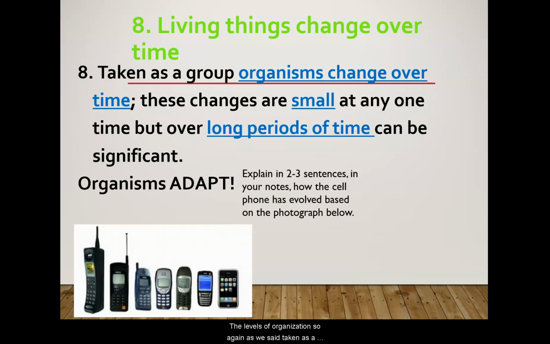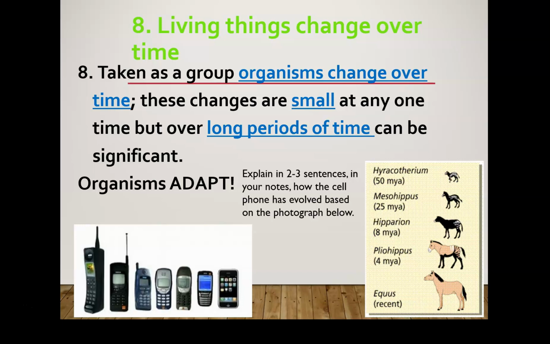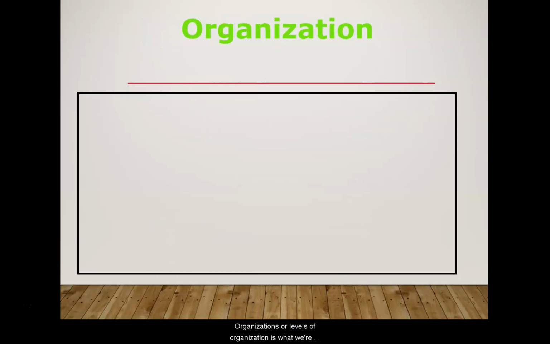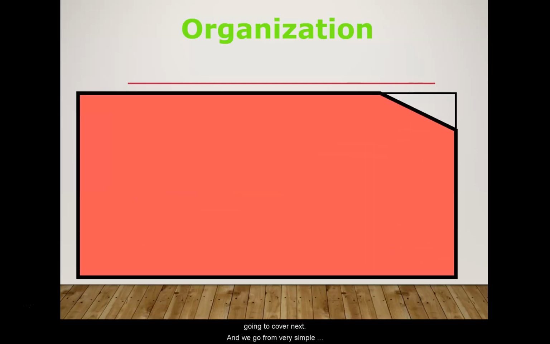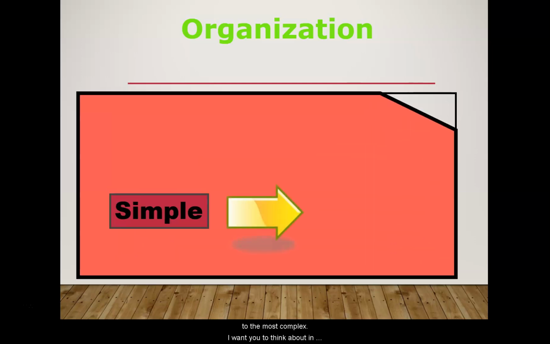So again, as we said, taken as a group, organisms change over time, but these changes are very small and minute at any one point in time. But over long periods of time, they can be very significant because organisms are adapting, as you can see here with the pictures of the horses. All right, levels of organization is what we're going to cover next. And we go from very simple to the most complex.